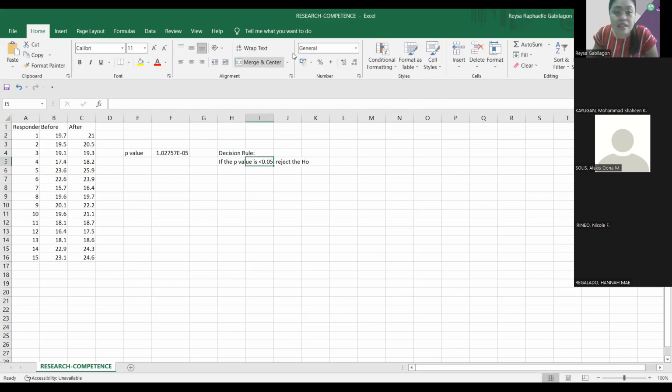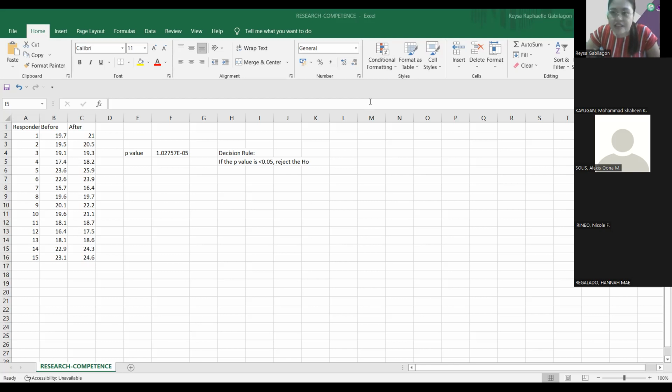So yung mga sinend nyo sa akin na null hypothesis, we are going to reject that. Okay, let's reject your null hypothesis. What was again your null hypothesis? There is no significant difference between the level of competence of the research professors before and after the training. Okay na kahit iba yung pagka-state as long as the same thought tayo. I-reject natin yan.